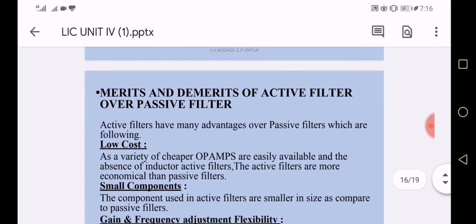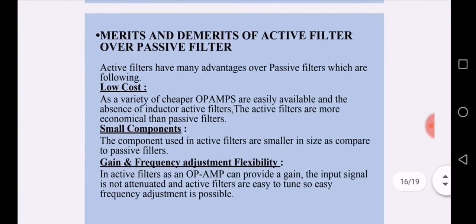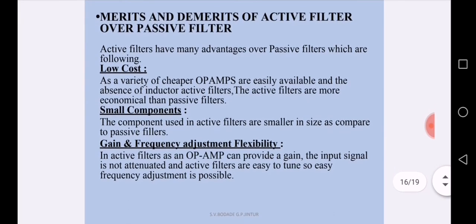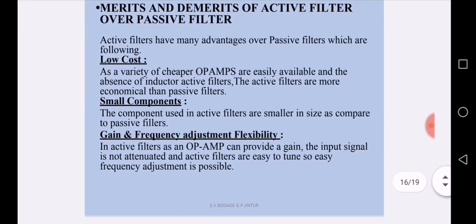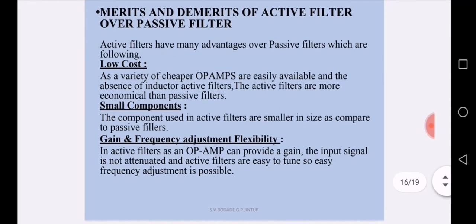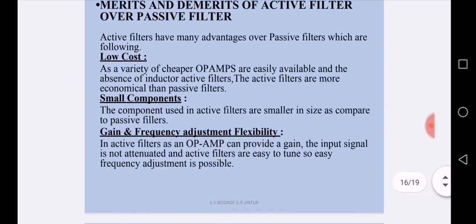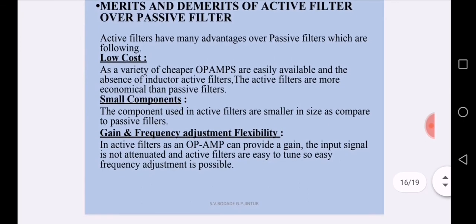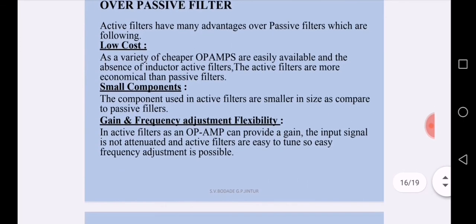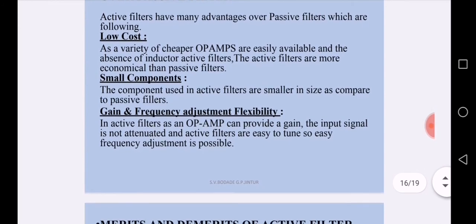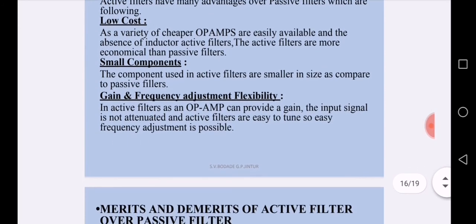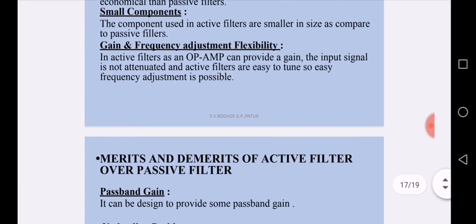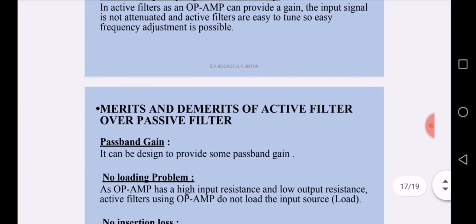Then what are the merits and demerits of active filters over passive filters? There are so many points. First point is low cost. As a variety of cheaper op amps are easily available and inductors are absent in active filters, the active filters are more economical than passive filters. Then small components. The components used in active filters are smaller in size as compared to passive filters. Then gain and frequency adjustment flexibility. In active filters, as an op amp can provide a gain, the input signal frequency adjustment is possible.